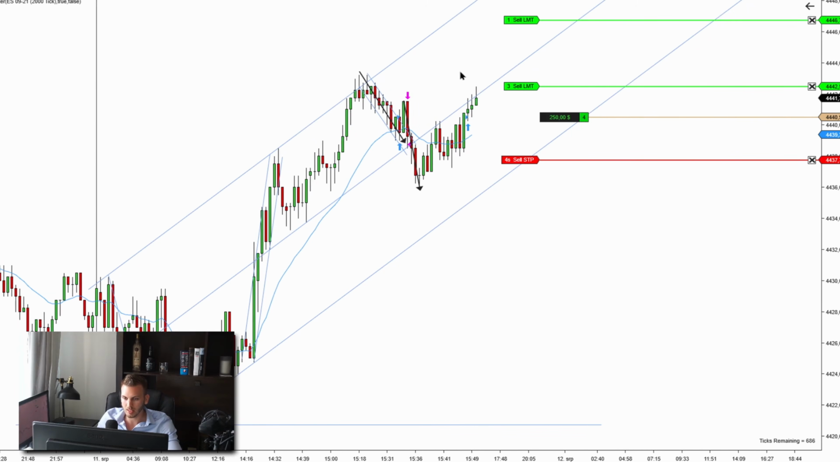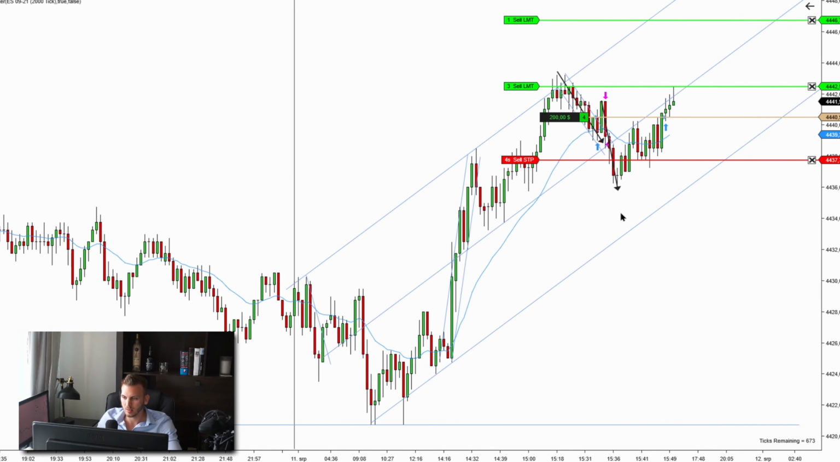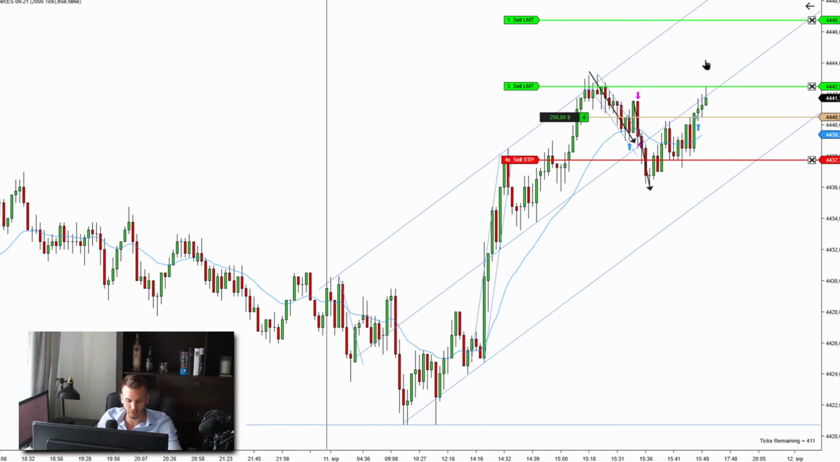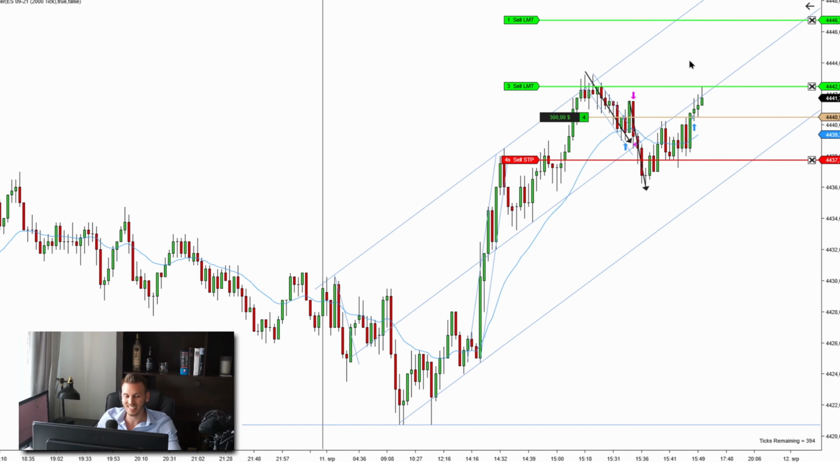The overall bias is up. This double top is fairly concerning, but I still think we can get the one tick through here. So I'm gonna pause the video and let you guys see how it resulted.